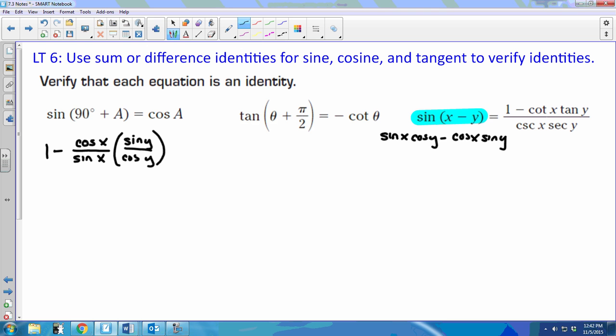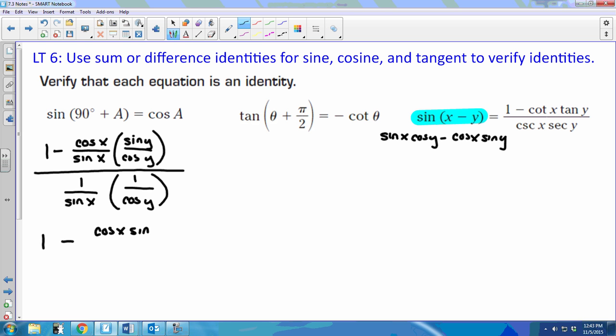In the denominator, how can I rewrite cosecant? 1 over sine. And then secant I can rewrite as 1 over cosine. All right. I'm just going to rewrite this really quickly where everything is multiplied together instead of having these parentheses and things. So I have 1 minus cosine x sine y over sine x cosine y over 1 over sine x cosine y.